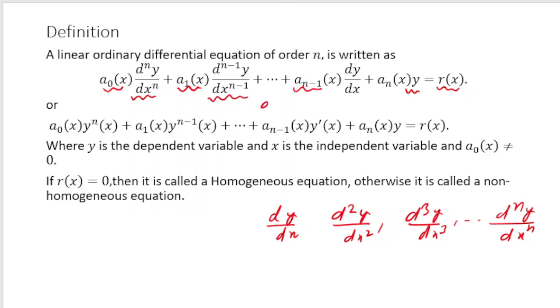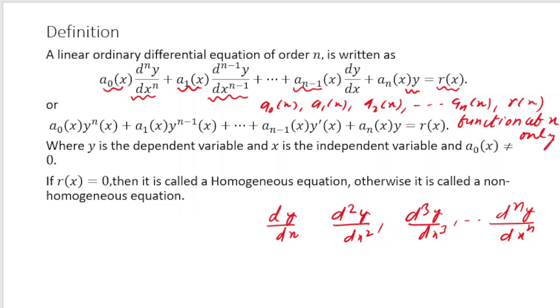So I can write that here a naught x, a1 x, a2 x, and all the other coefficients up to an x, along with the right hand side, these are functions of x only, right? And a naught x, the coefficient of the highest order term, is not equal to 0. So this is how the linear differential equation will look.